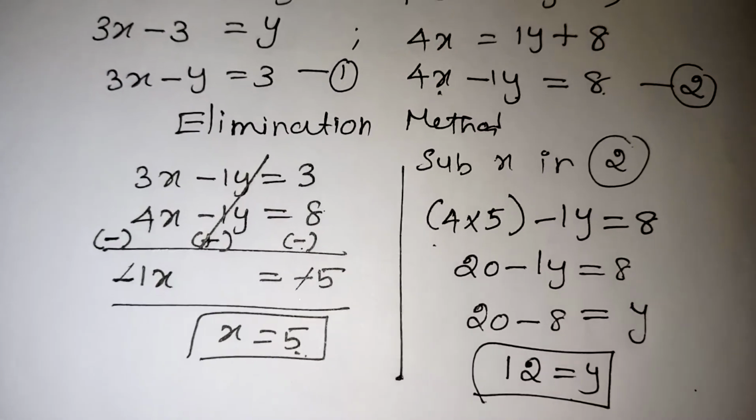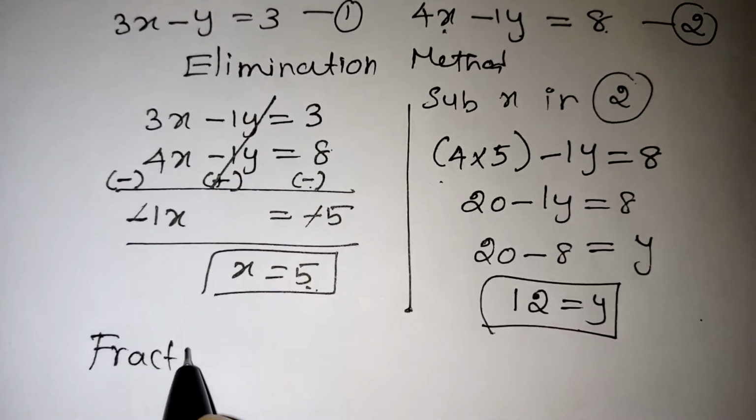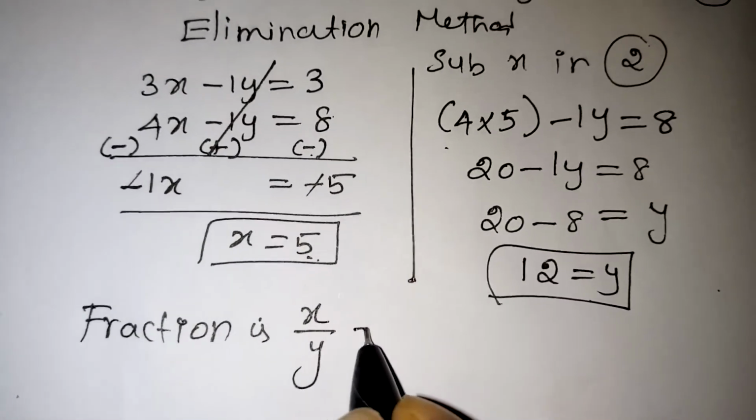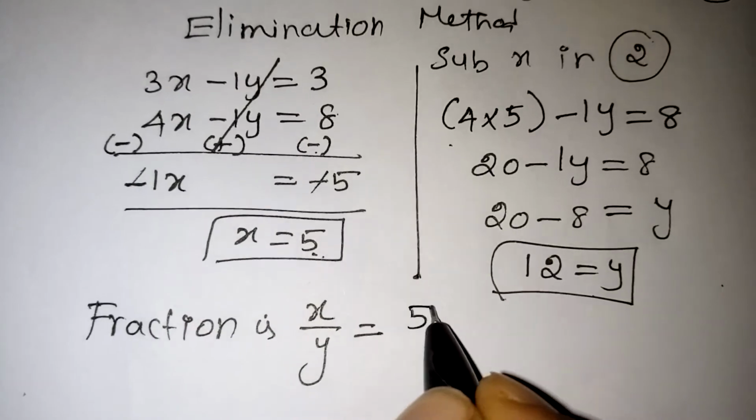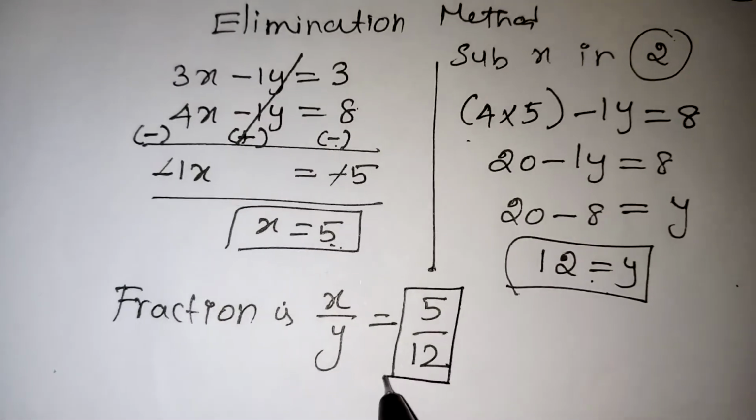So we got the x value and the y value. Actually our question is to find the fraction. The fraction is what we have taken, x by y. What is our x? 5. What is our y? 12. So 5 by 12 is the correct fraction.